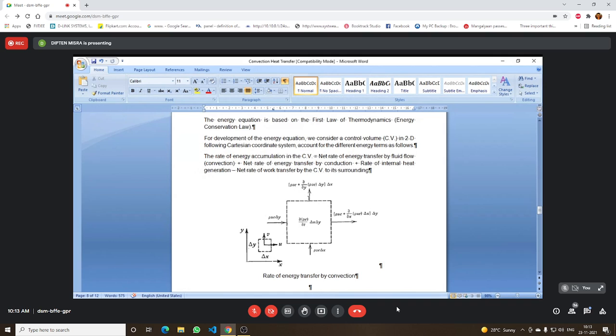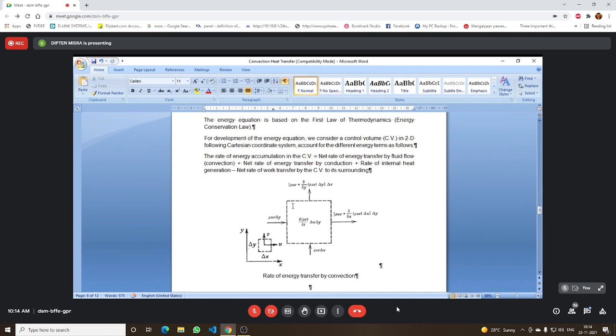And similarly, from the top face, energy going out is rho v e plus del del y of rho v e into delta y, and the area is delta x. What is the value of this quantity at this face? It will be rho v e plus del del y of rho v e into delta y, whole into area, which is equal to delta x into 1. So this is the energy going out, energy entering, energy going out, energy entering.